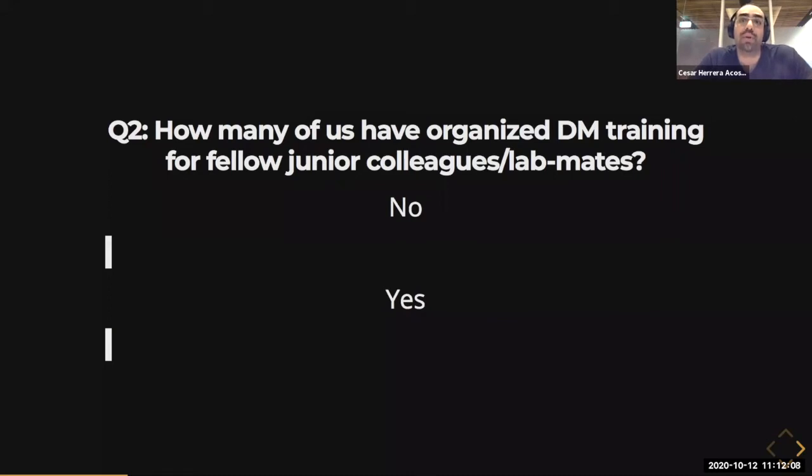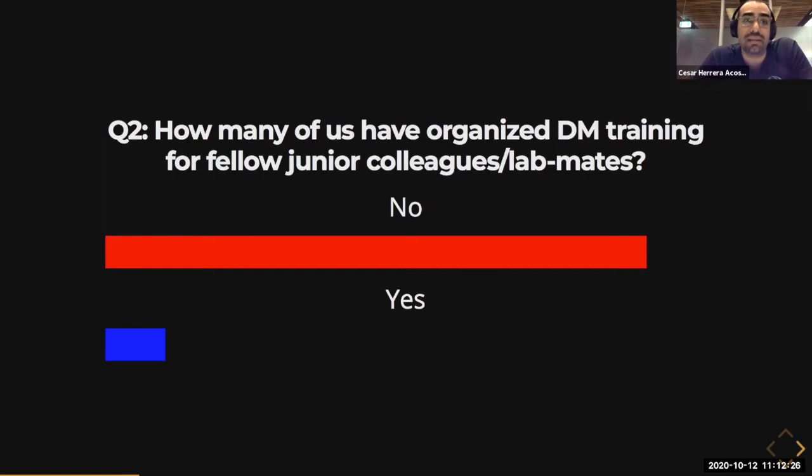But I am talking more about sitting with your friends or lab mates in the lab and going through, okay, what is the data that you are generating? How are you going to curate the data? And so on. So I did the same survey with my friends, 10 of them, and just 1 person from this small survey has actually trained other people to do data management.